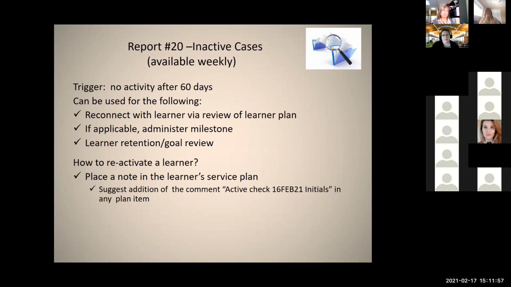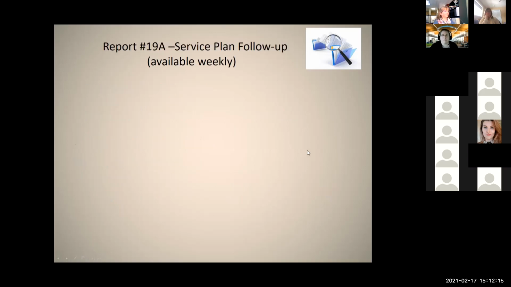So when I'm processing these, I look through and make sure that what's in CaMS is matching the progress of the learner. It's just an overview. I take the time to look at it and figure out if there's any steps that have been missed or if there's any mistakes. And then report 19A. So that's our follow-up report, and it's available weekly. Does anybody have any questions before I go forward on the inactive listing?